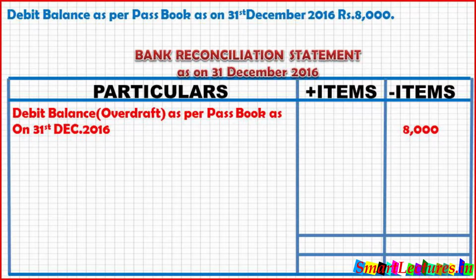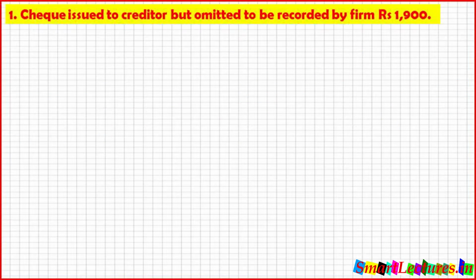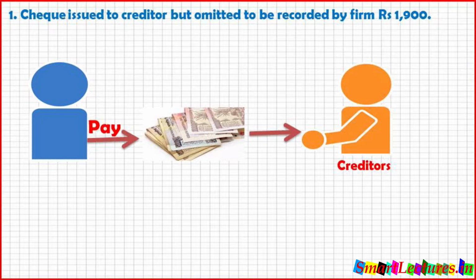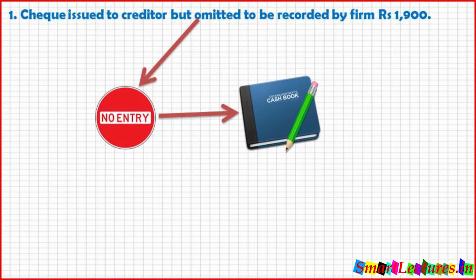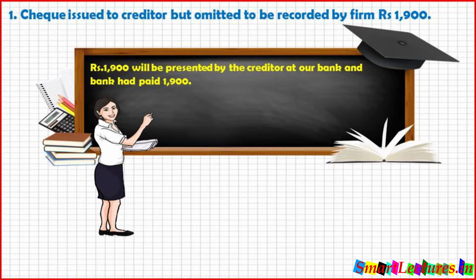Now, let's take all the items one by one. Check was issued to creditor but was omitted to be recorded by the firm. It means we had to pay money to the creditors for credit purchases. We issued the check for 1,900 but omitted to be recorded in the cash book by the firm, by the accountant. It means there was no entry in the cash book, but 1,900 will be presented by the creditor at our bank, and the bank had paid 1,900.